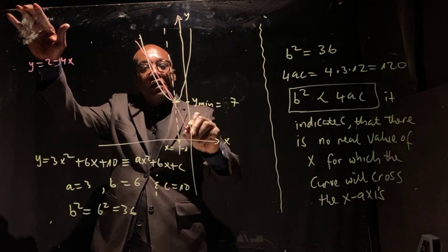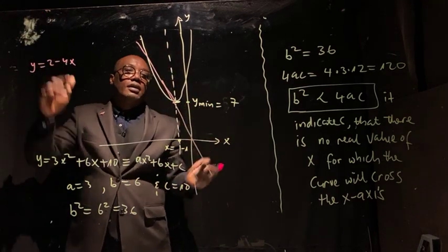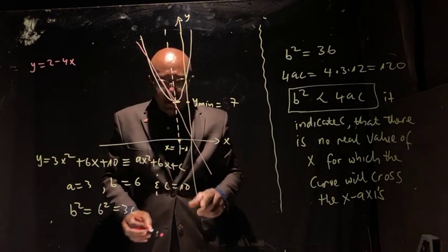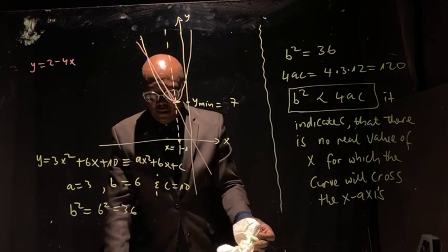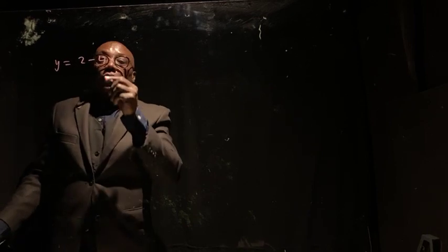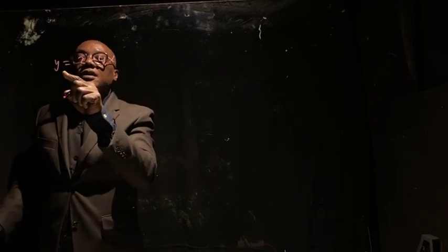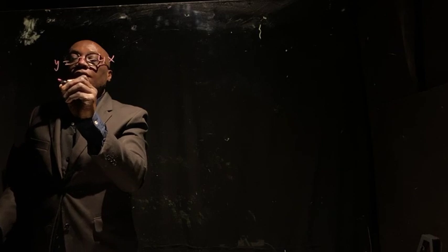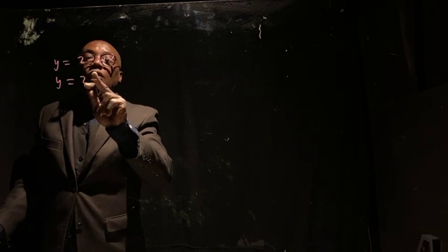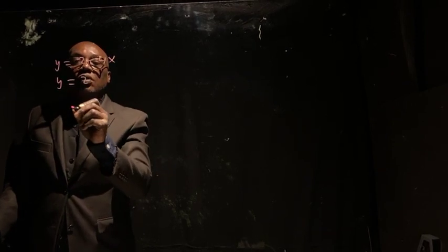This is just a rough sketch. But possibly, let's see whether we can do something about the graph. Just a minute. Let's consider the equation of the line. The equation of the line says that y equals 2 minus 4x. For the intercept on the y-axis, x will be equal to 0. Therefore, y equals 2 minus 4 times 0, therefore y is equal to 2. This is the intercept on the y-axis.